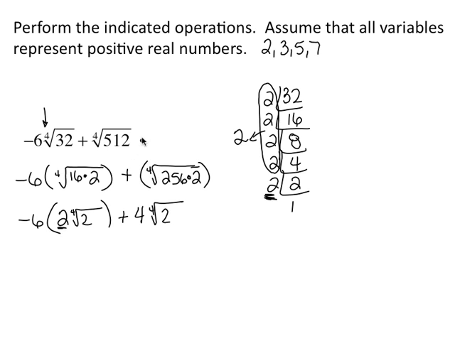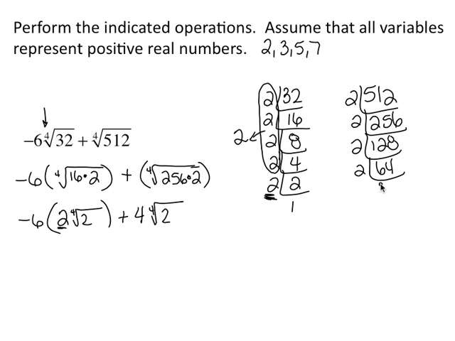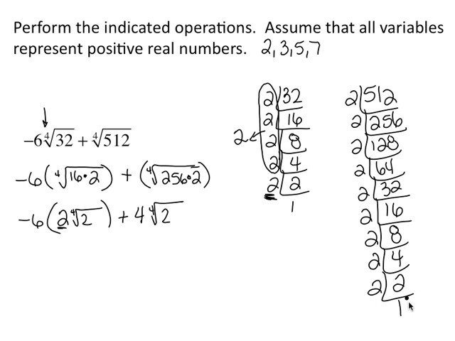We could do the same thing with 512. So divide it by the first prime number, which is 2. That gives us 256. Divide it by 2, 128. Divide it by 2, 64. Divide it by 2 is 32. Divide it by 2 is 16. Divide it by 2 is 8. Divide it by 2 is 4. Divide it by 2 is 2. And then divide it by 2 is 1. So we're done when we get to 1 at the bottom.